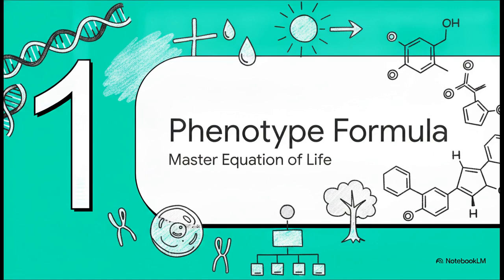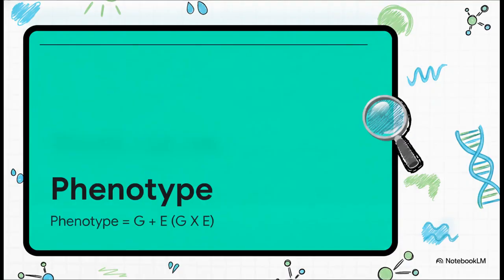All right, let's kick things off with Section 1, the phenotype formula, the master equation of life. To really get genetics, we have to establish the absolute foundation of what makes any organism function. Your phenotype, which is just a fancy word for the final observable physical form of an organism, is the result of one very specific formula. Genotype plus environment plus the interaction between the two.